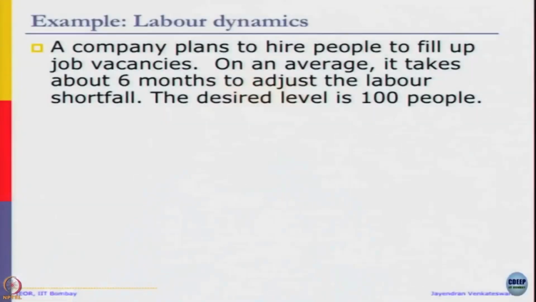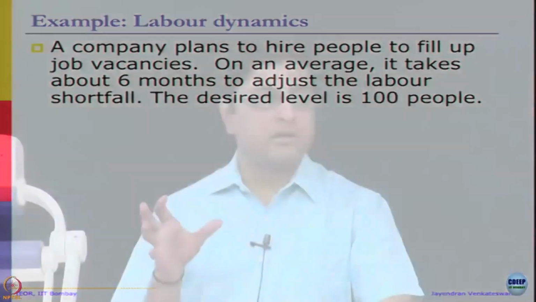Let's look at the example now. A company plans to hire people to fill up job vacancies. On an average, it takes about 6 months to adjust the labor shortfall. The desired level is 100 people. Very simple system where I know how many people are required. I need to spend some time to hire them.